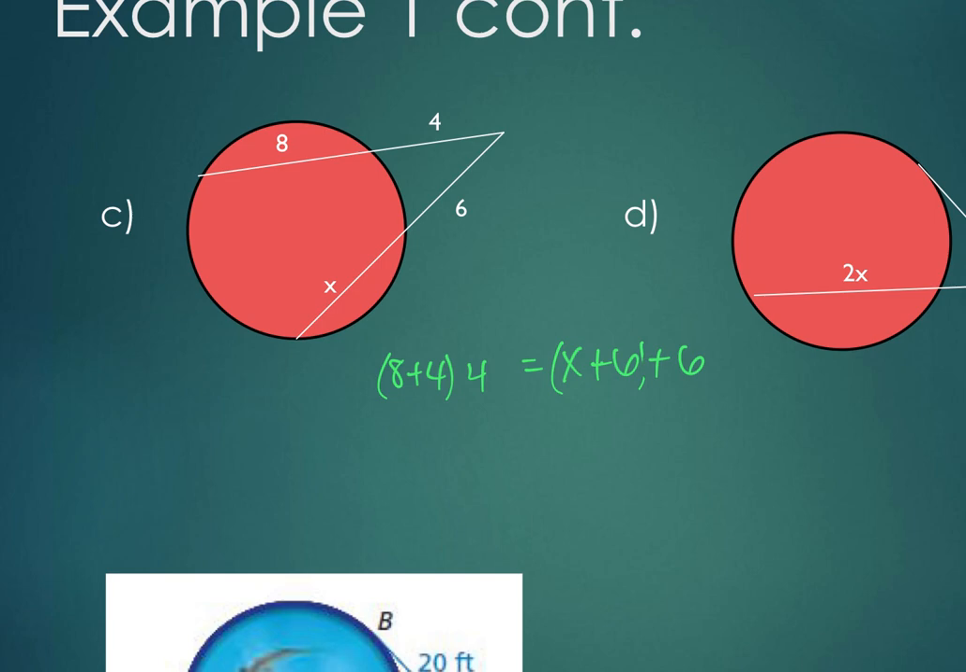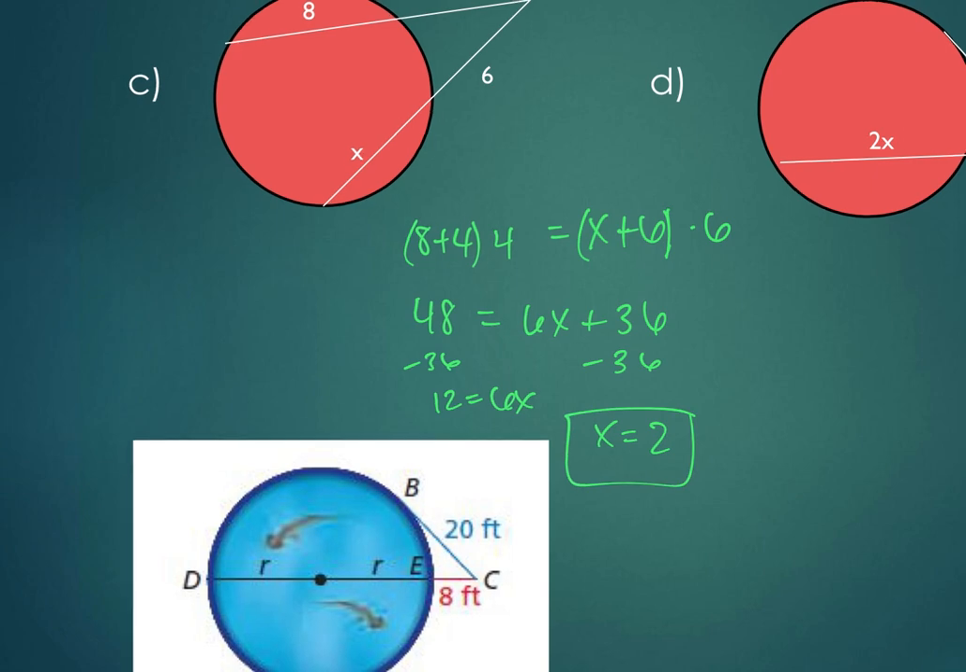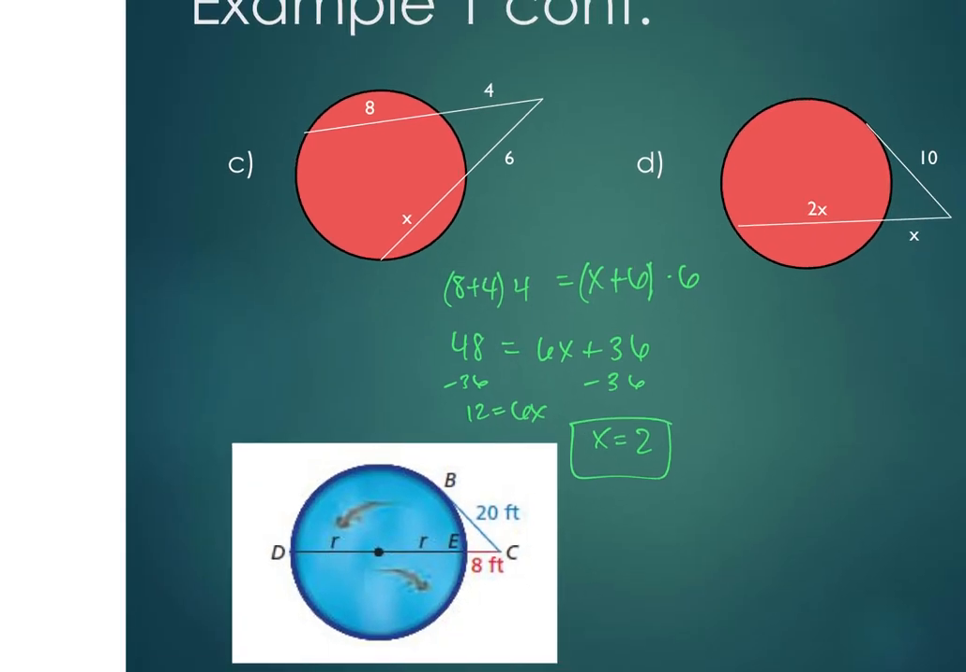Okay? Xavier, what do you get? I got 48 equals 6x plus 36. Good. What'd you do after that? I subtracted 36, so it's 12 equals 6x. Mm-hmm. And then divide by 6, x equals 2. Good. X is equal to 2. Perfect.